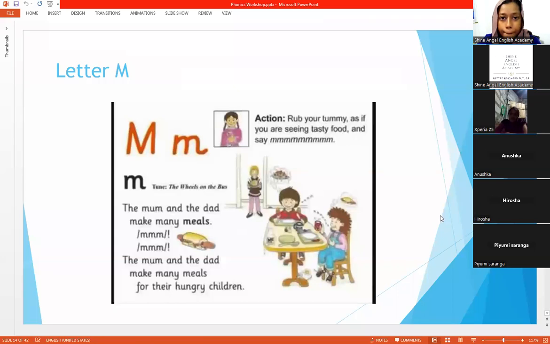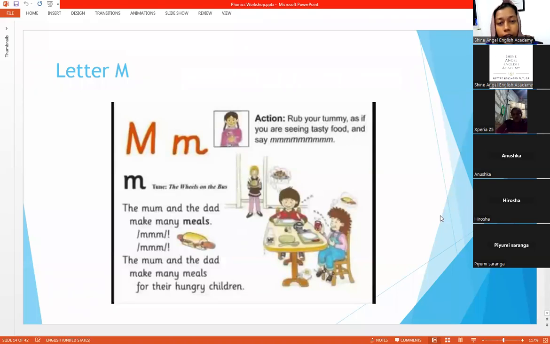The next one is letter M. Here you have the tummy, right? When you're eating something, you say mmm. That is how the action goes. Here, the mom and the dad make many meals. You rub your tummy. It's very yummy. So that is how we introduce the letter M. The mom and dad make many meals for their hungry children.